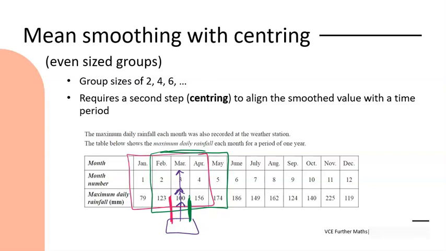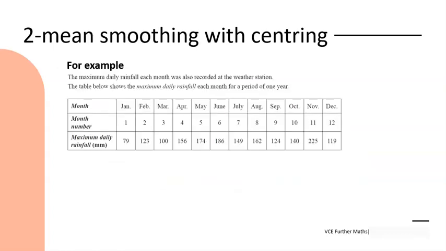So there's a 2-step process here where we are smoothing, or finding the mean of a particular group size, and then applying this process called centering, so that we're putting our smoothed value back in line with one of the original time codes. So firstly, let's look at the process of 2 mean smoothing with centering. The example we're using here is the maximum daily rainfall each month recorded at a weather station, and the table shows the maximum daily rainfall for each month of a period of 1 year.